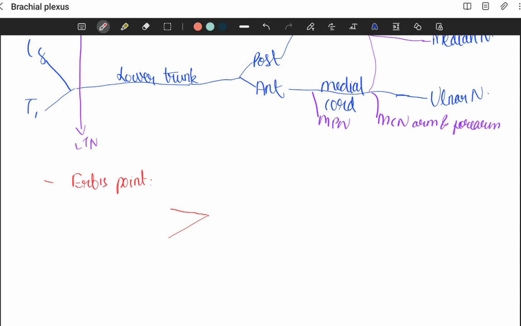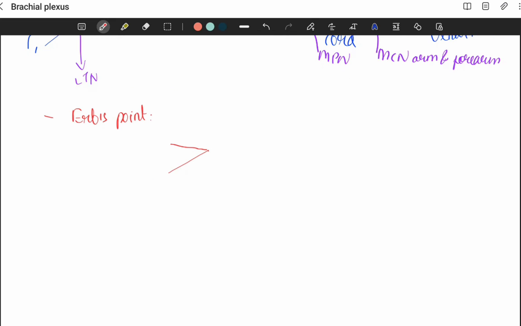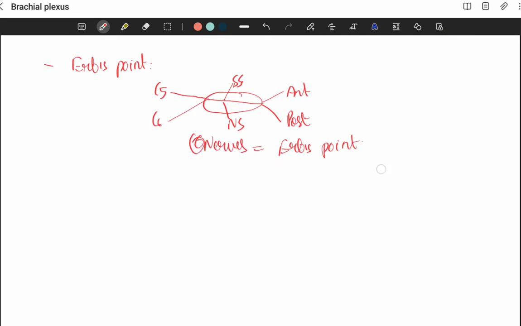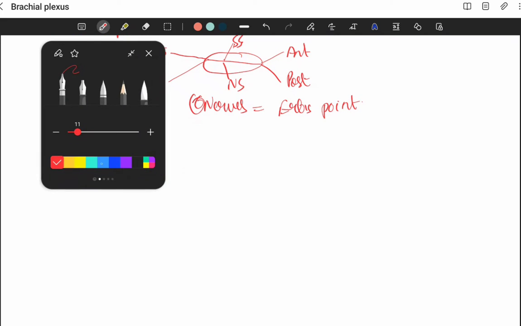Okay, Erb's point. We know the roots C5, C6. They join together to form the upper trunk. Along with that, we have the suprascapular nerve and the nerve to subclavius. Then this gives anterior and posterior divisions. This point where 1, 2, 3, 4, 5, 6 nerves meet together is called Erb's point. Okay, then clinical correlations.